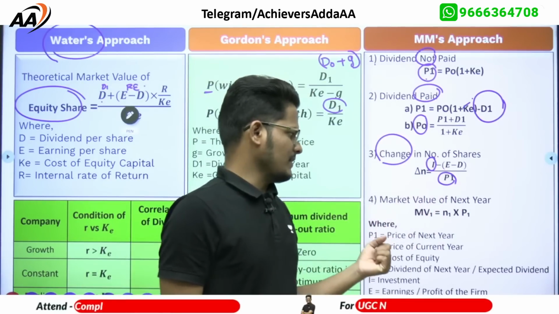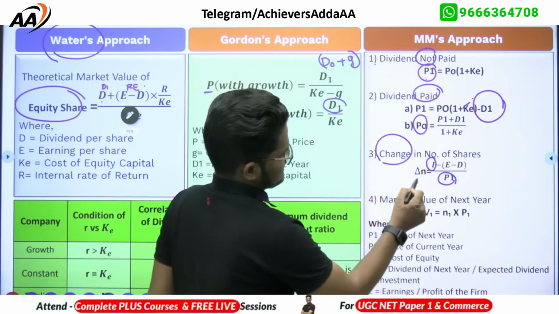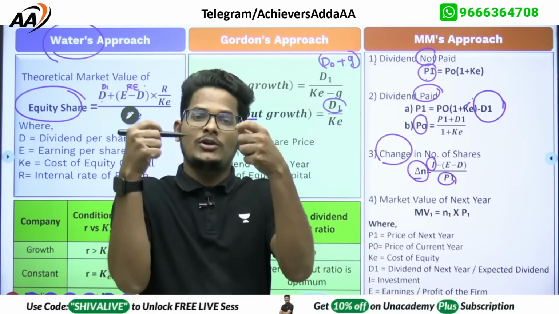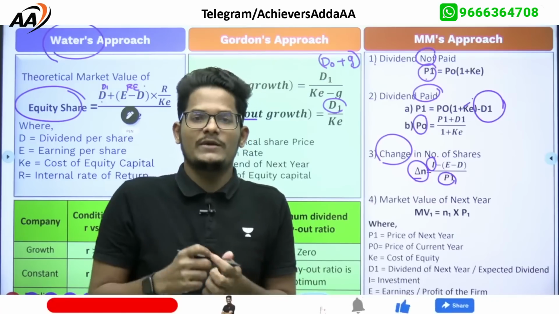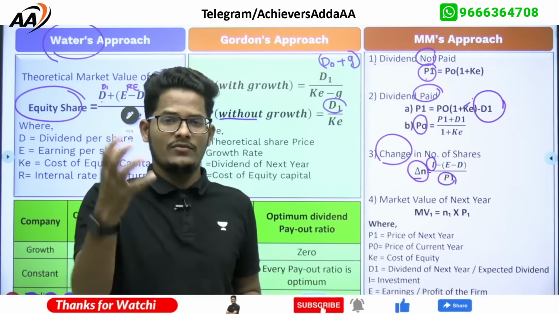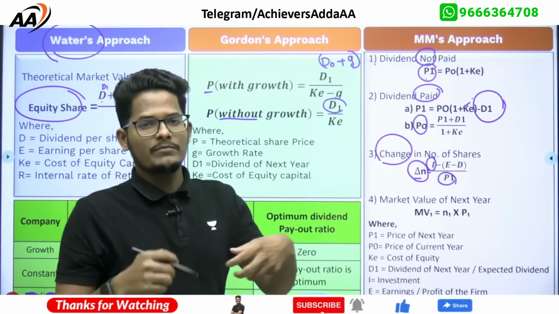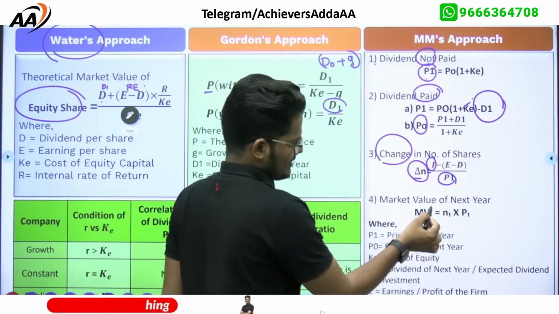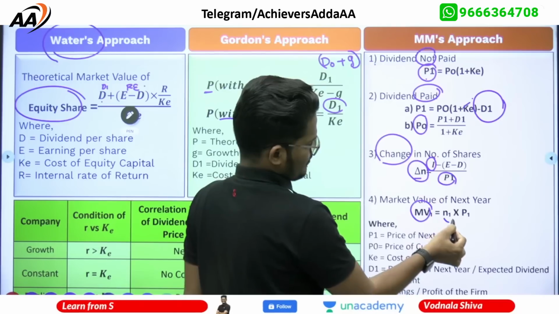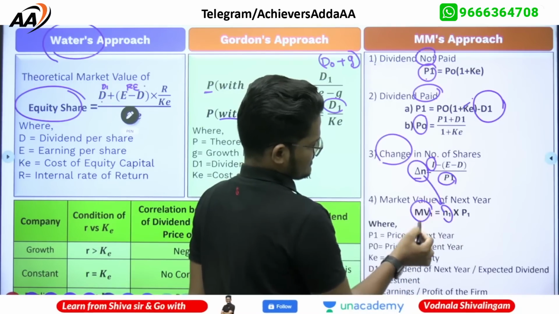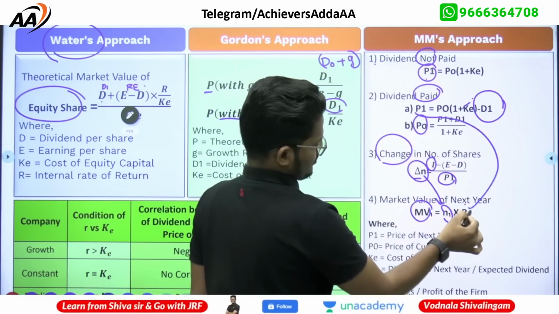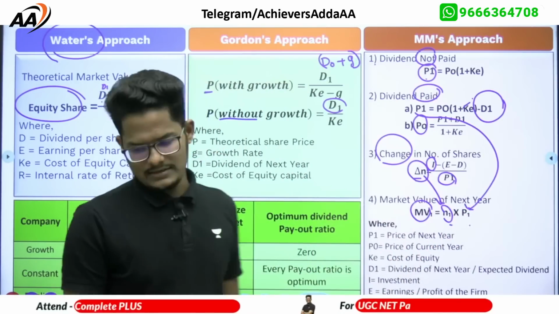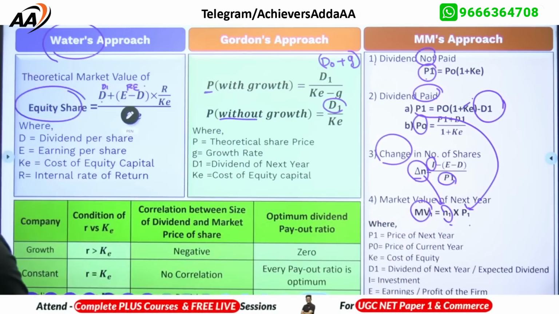This is the change in number of shares, that is, how many new shares you need to issue because of the new investment that you are procuring or inviting from the public. And the market value of the next year is equal to the change in number of shares and the P1 that you calculated over here. Both 2 and 3 will get multiplied and will give you the market value of the next year. Bas, this much only.